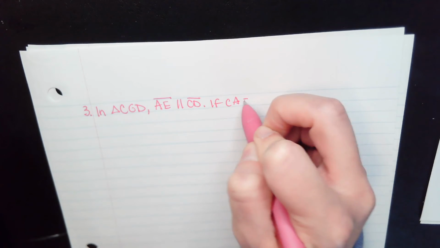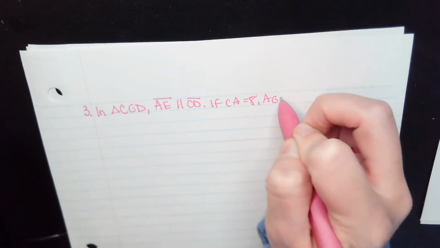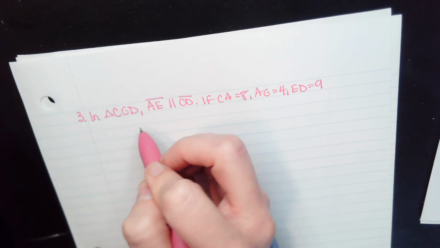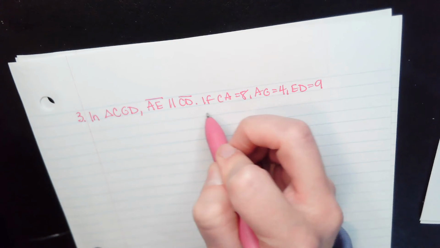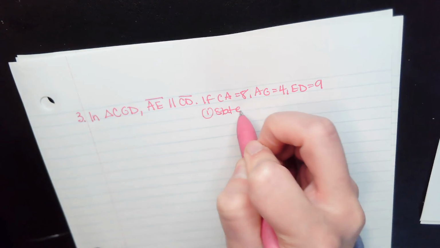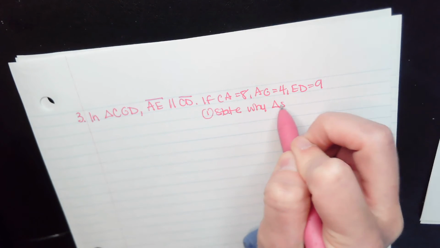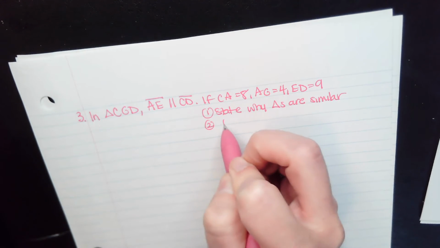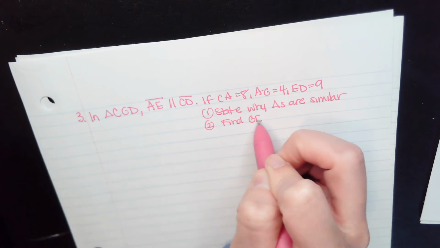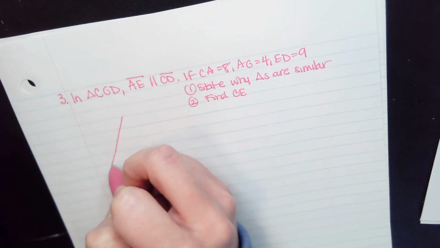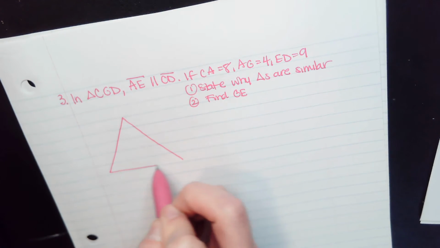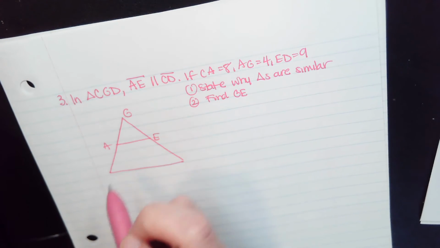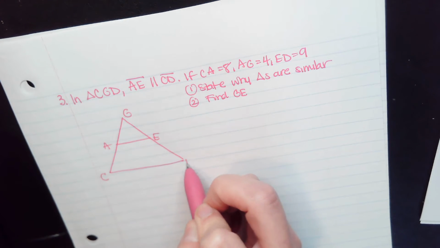If CA equals 8, AG equals 4, and ED equals 9. So I want you to state why the triangles are similar. And then I want you to find the length of GE. That's A, E, G, C, D.